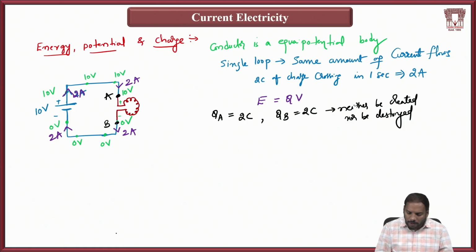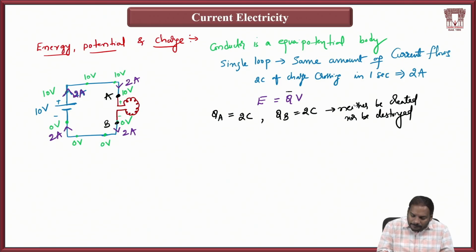So charge QA and QB, it can neither be created nor be destroyed, right? That means whatever charge is available at point A is the same charge available at point B. So the charge is the same, the current is the same. Then how does the bulb glow? What makes the difference?